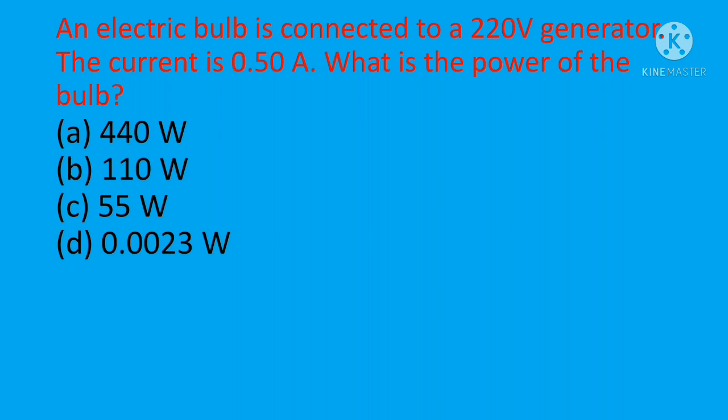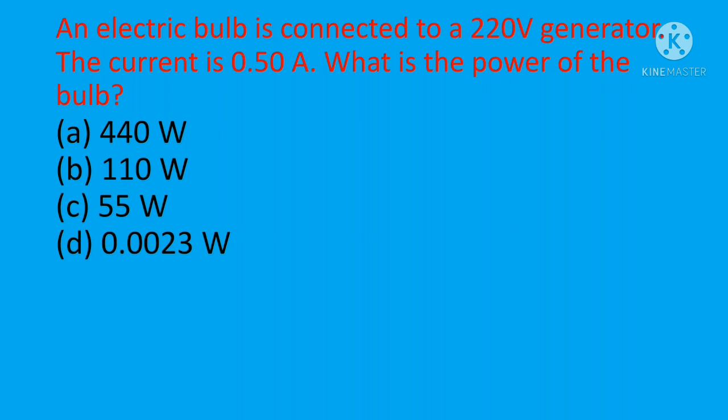Okay, let me pass on to the next question. An electric bulb is connected to a 220 volt generator. The current is 0.5 ampere. What is the power of the bulb? Option A 440 watt, option B 110 watt, option C 55 watt, option D 0.0023 watt.